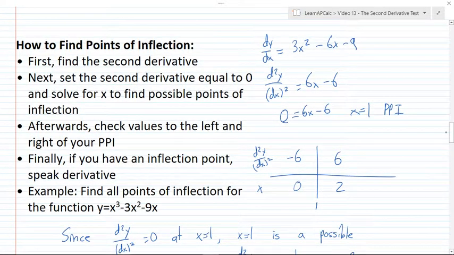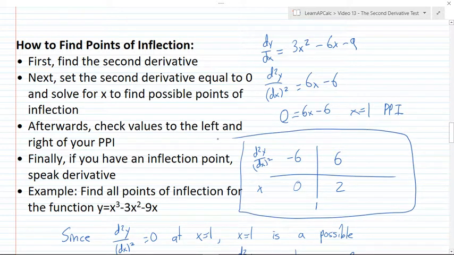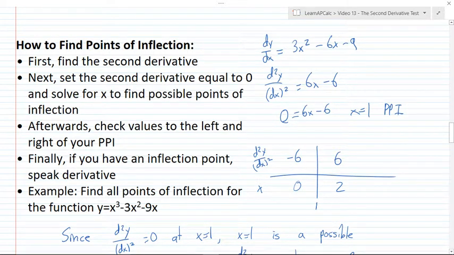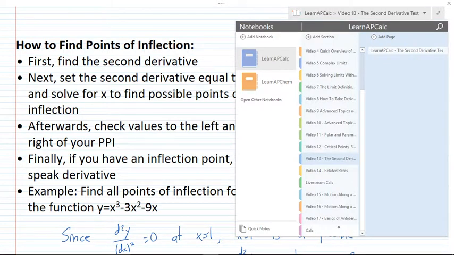Alright, and then we talked about how to determine points of inflection. And here we're setting our second derivative equal to 0, solving for x, and then doing something similar to the first derivative test, but with the second derivative test, which is this. Seeing as we have no questions, I'll quickly do one of those.